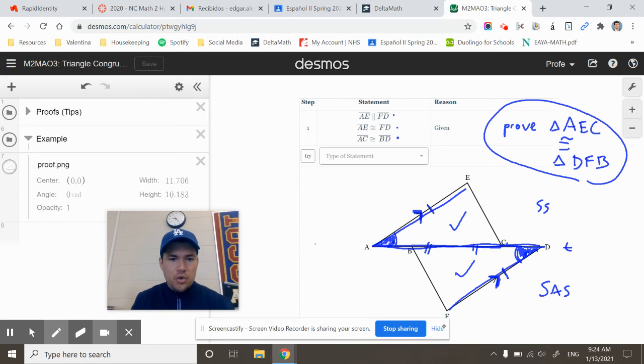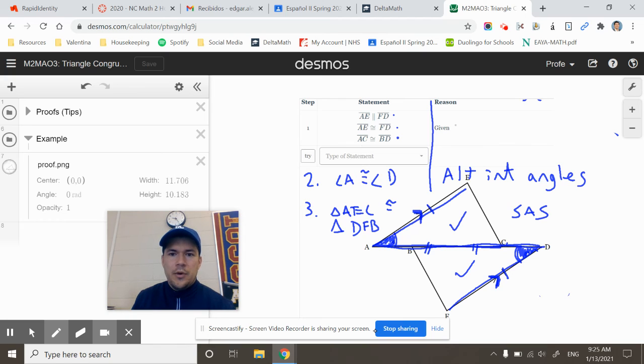Now, to finish actually writing the proof, we would put down into steps what we discovered. So it would look a little bit like this. I went with my given statements. I labeled them on my drawing. I then said, okay, angle A is congruent to angle D, and I have to have a reason for it. My reason is that they're alternate interior angles. And then I said, hey, now that I have corresponding side, angle, side for two triangles, they must be congruent. So I said the two triangles are congruent. My reason is the side, angle, side postulate. All right. That is my proof.